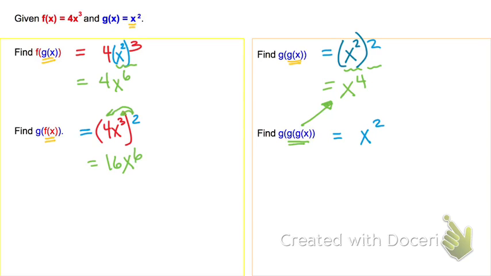So you start off with g of x and you erase the x, because instead of x, we're going to substitute in whatever g of x is. So that x to the 4th. And then you simplify this. So again, when you have something with an exponent raised to a power, you multiply the exponents.